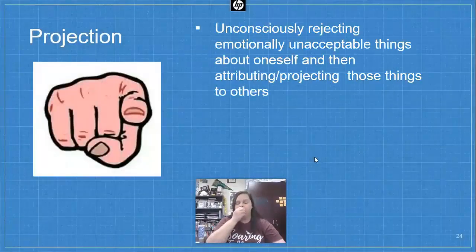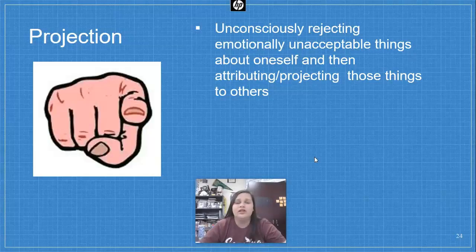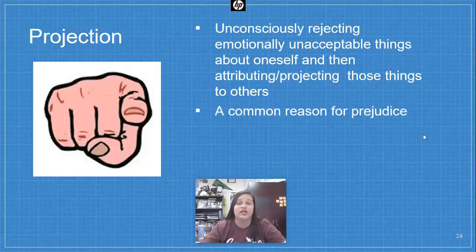Projection is when we're unconsciously rejecting emotionally unacceptable things about ourselves and then projecting those things onto others.